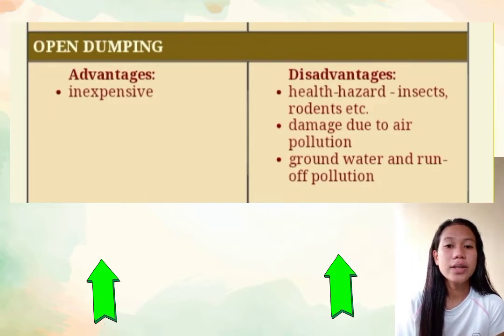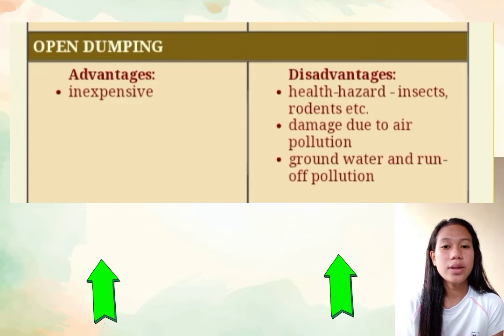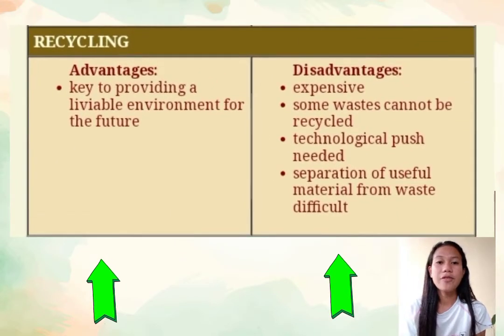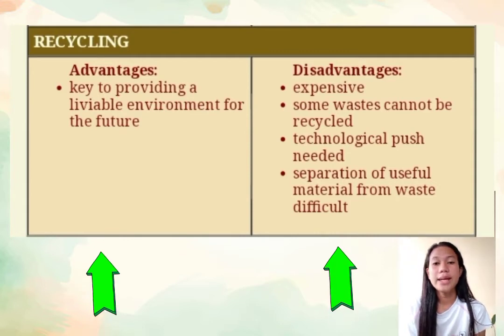Disadvantages: health hazard, insects, rodents, etc. Damage due to air pollution, groundwater, and runoff pollution. Next is recycling. Advantages: key to providing a livable environment for the future. Disadvantages: expensive, some waste cannot be recycled, technological push needed, separation of useful material from waste is difficult. So those are some of the advantages and disadvantages of methods of waste disposal.